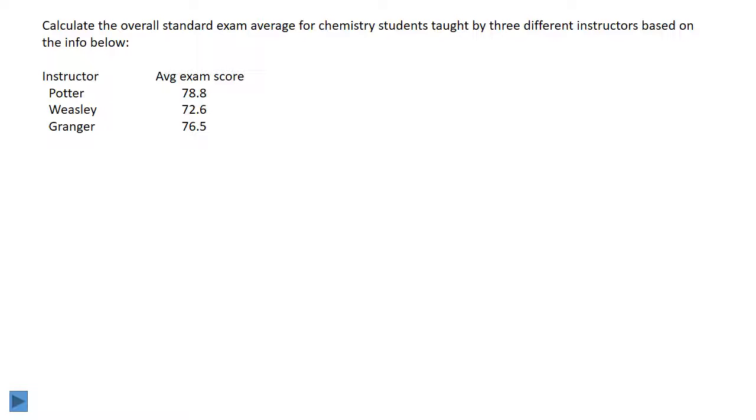Now it seems like we ought to take a simple average of those three, 78.8 plus 72.6 plus 76.5 over 3. If we do that, however, we're ignoring that there are different numbers of students in each class. Turns out that Professor Potter has 44 students in his 2 sections. Professor Weasley has 34 students in his 2 sections, and Professor Granger's a part-timer, so she only has 22 students.